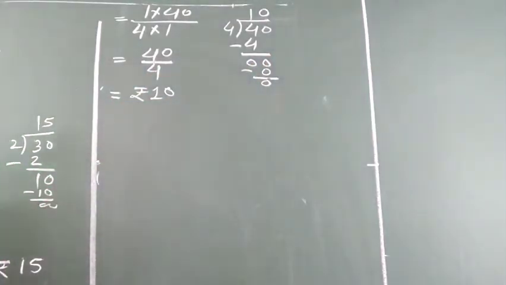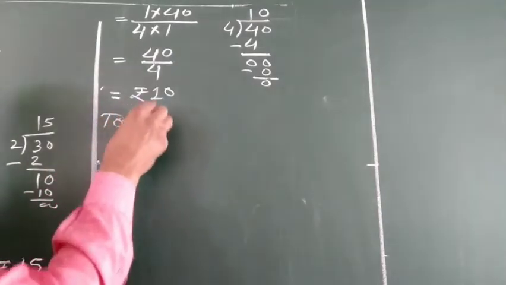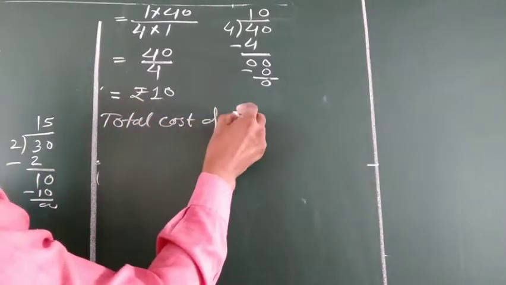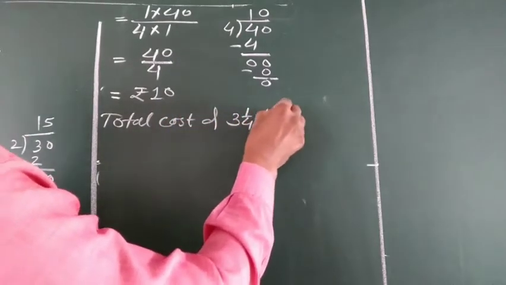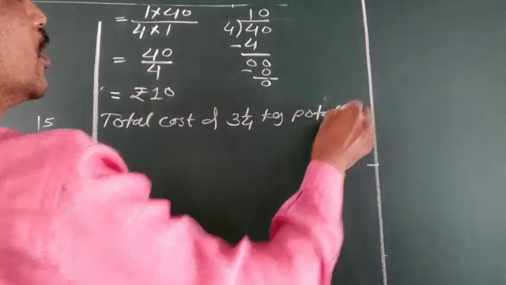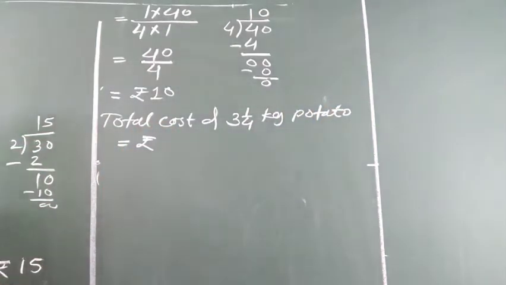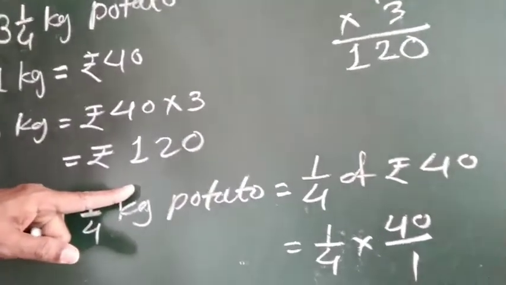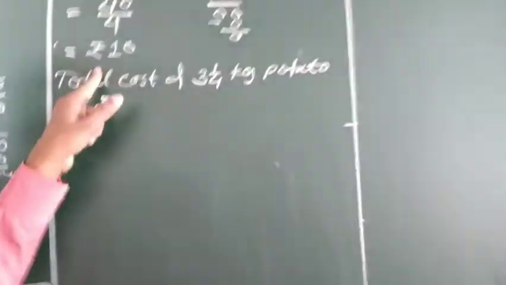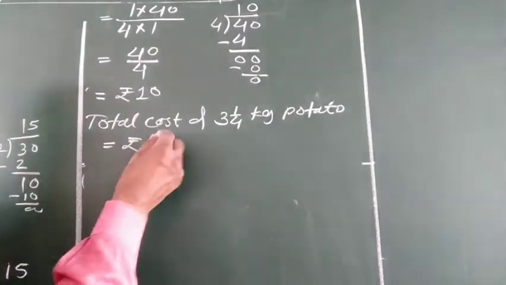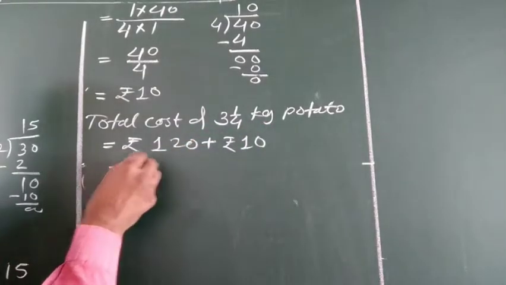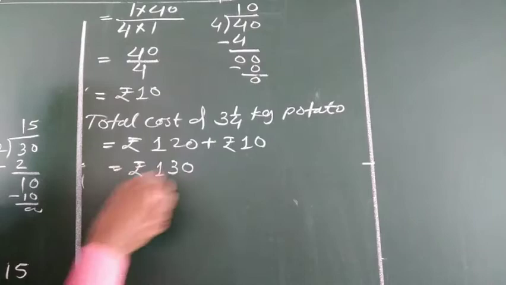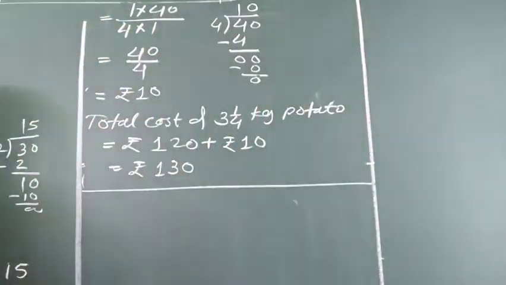Now, total cost of what? Total cost of 3.25 kg potato is equal to rupees. 3 kg का कॉस्ट कितना था बच्चों? 3 kg का कॉस्ट था. 3 kg potato is equal to what? It is 120 and now it is quarter kg, it is rupees 10. So we can do here, it is 120 plus rupees 10 is equal to rupees 130.